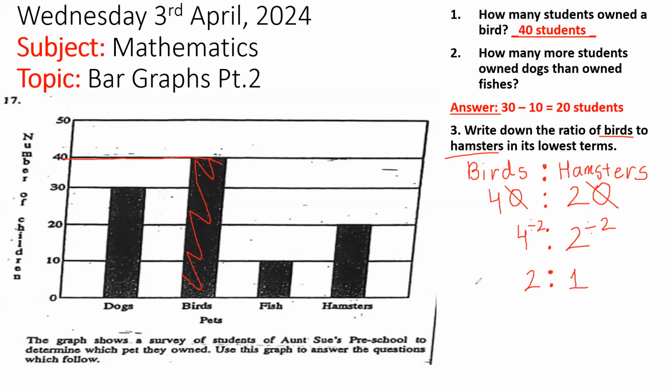Jaleel, are you there? Do you understand how we got 2 to 1? Yes, I understand. Okay, explain how we got 2 to 1.